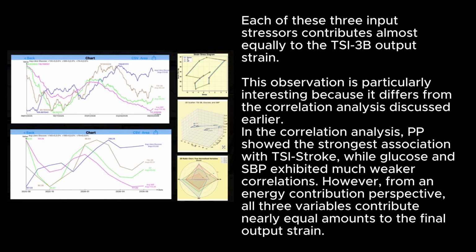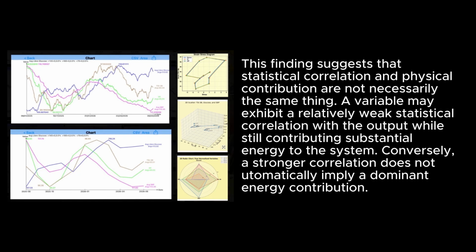In the correlation analysis, PP showed the strongest association with TSI-Stroke, while glucose and SBP exhibited much weaker correlations. However, from an energy contribution perspective, all three variables contribute nearly equal amounts to the final output strain. This finding suggests that statistical correlation and physical contribution are not necessarily the same thing. A variable may exhibit a relatively weak statistical correlation with the output while still contributing substantial energy to the system. Conversely, a stronger correlation does not automatically imply a dominant energy contribution.